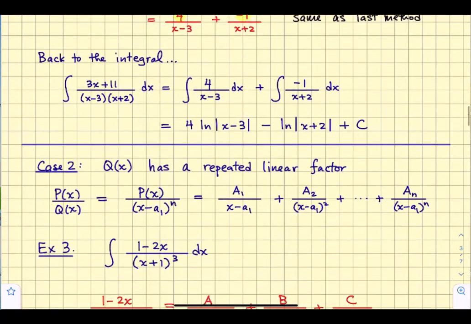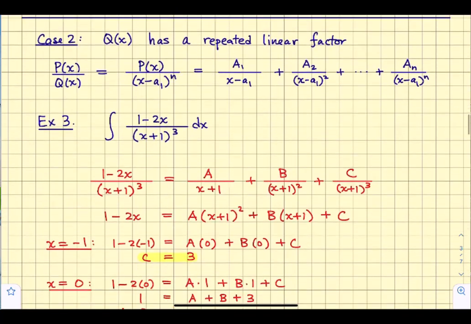Okay, let's take a look at case 2. What happens if q has a repeated linear factor? So not just a linear factor, but one that's repeated. And this would look like a p of x over, say, an x minus a number to the n. This n is the number of times that this linear factor is repeated. In algebra theory, this is called the multiplicity of this factor.